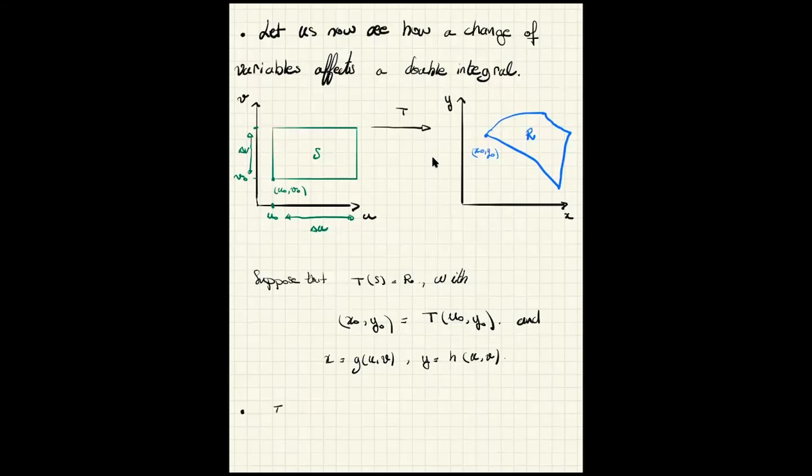Now we're going to use a vector notation. The vector r of u, v is given by g(u,v) i plus h(u,v) j. This is the vector r that depends on u and v.